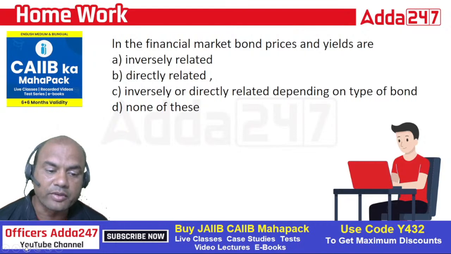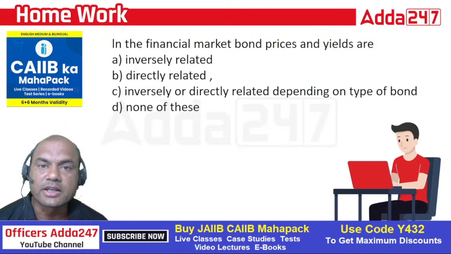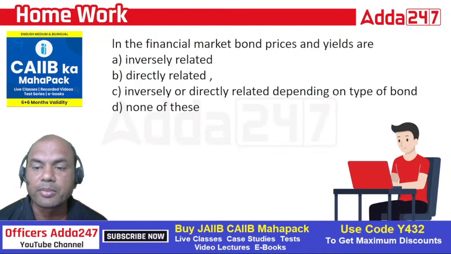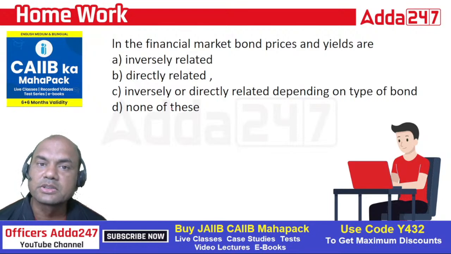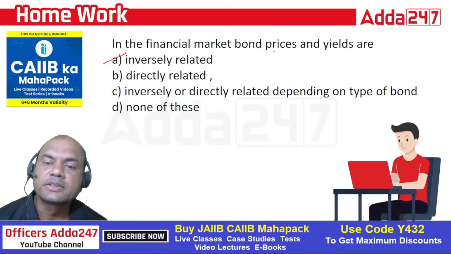So let's start the quiz. Yesterday homework I had given you. In the financial market, bond prices and yields are inversely related, directly related, inversely or directly related depending on the type of the bond, and none of these. So many of you have typed correctly because this answer is already available in JAIIB also, right? The bond prices and yields are always inversely related. Always remember this. Why? See this.